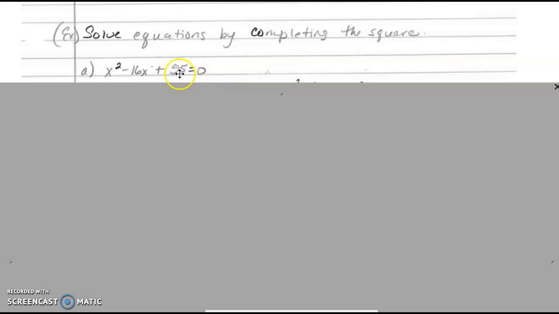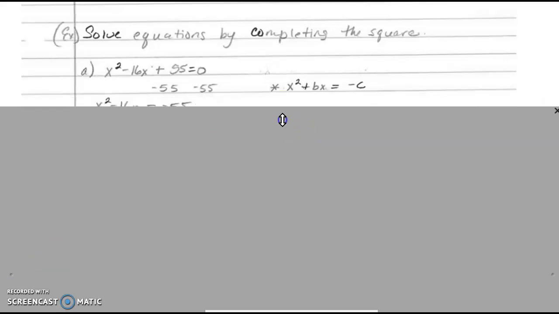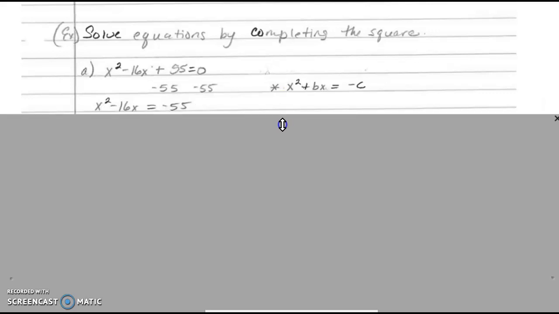So the first thing is we're going to move that 55 over to the other side so that we can get it into the form x squared plus bx equals some constant. In this case, we're subtracting the c over. Okay, so then that's what we have. We have our x squared minus 16x equals a negative 55.